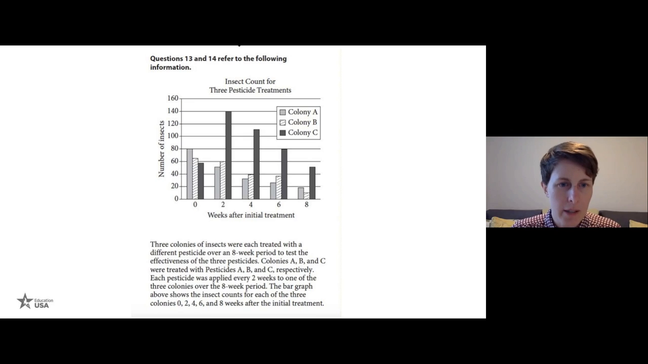Here we go, next sentence. Each pesticide was applied every 2 weeks to one of the three colonies over the 8-week period. Okay, that's pretty clear in the graph. We can see weeks after initial treatment. The bar graph above shows the insect counts for each of the three colonies, 0, 2, 4, 6, and 8 weeks after the initial treatment. Okay, that seems pretty clear.